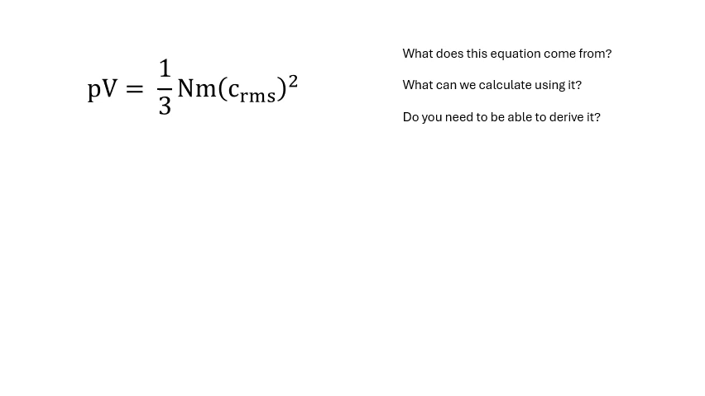What can we calculate using it? What are all the bits in this equation here? What's this c_rms? What on earth is that then? Talk about that, tell you what that means. Do you need to be able to derive it? According to the specification, yes.